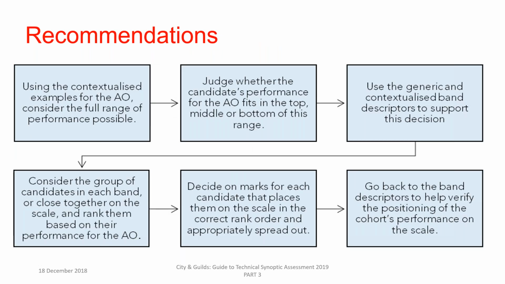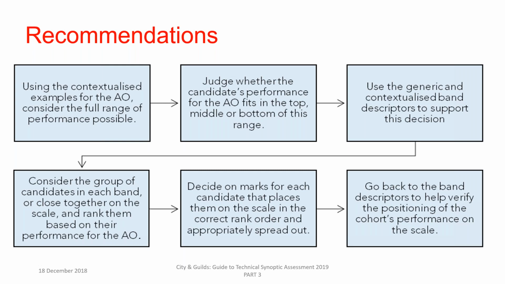So here's a summary of how to use the marking grid. First of all, use the contextualised examples for the AO and make sure you consider the full range of performance possible. Next, judge whether the evidence or performance for that AO fits the top, middle or bottom of this range. Using the generic aspects of the marking grid, the blue bits, do this first, then use the orange bits to gain additional descriptions which are contextualised for the industry. Use these to support your decisions and start to reference where in the evidence you base this decision.